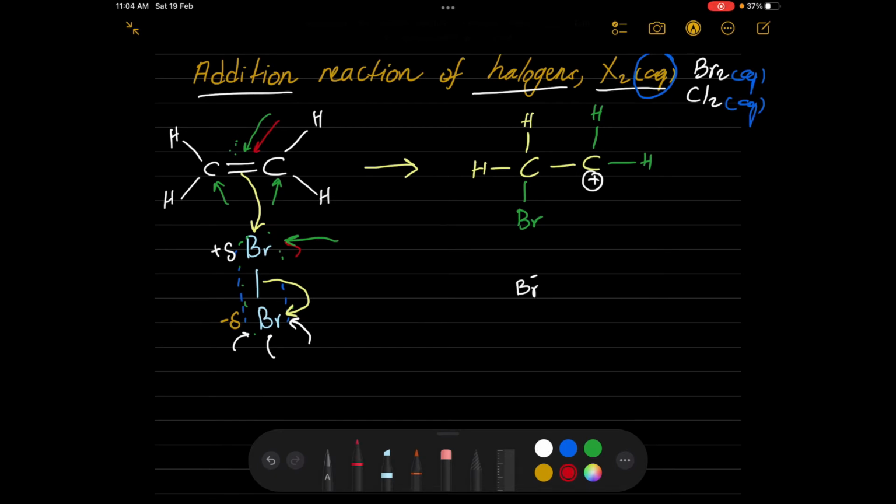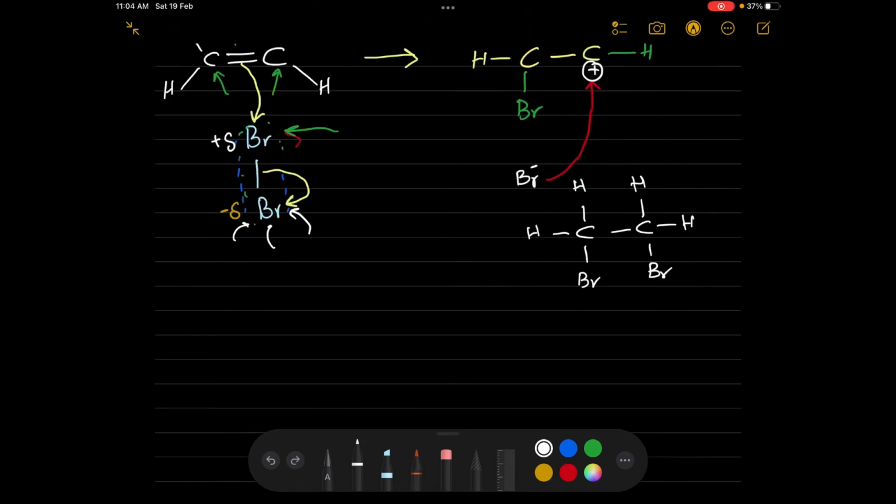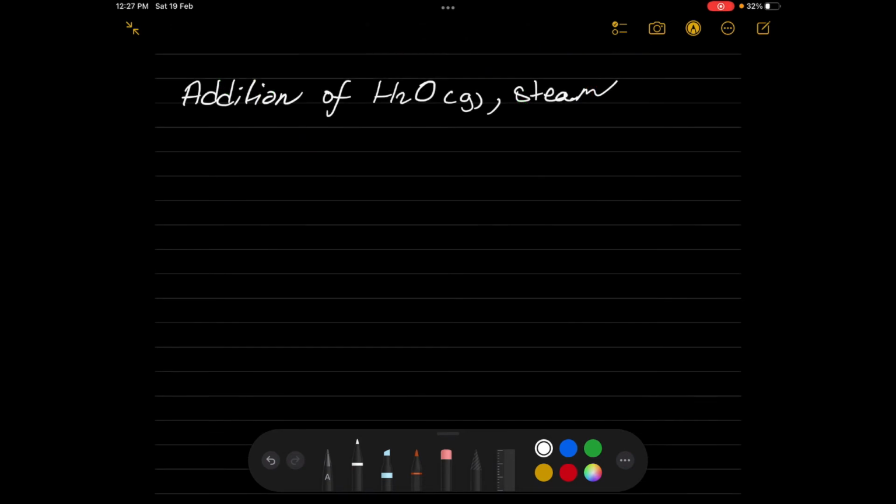Okay, and now what is the next step? This bromine will attack the positively charged carbocation. And then the product in this case is C-C, and you have both carbons with a bromine atom each. So this is Br, and here we have H H, and here we have Br. You could write this in terms of structural formula like BrCH2CH2Br.